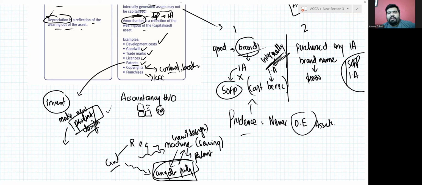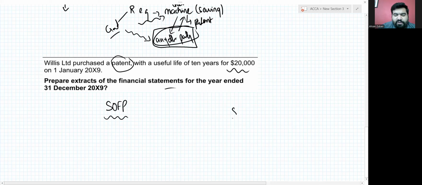So simple. W Limited purchased the patent. Patent is obviously an intangible asset with a useful life of 10 years, for 20,000, on 1 January 2009. After 1 year, they are asking to prepare the extract of financial statements. For SOFP, because we talk about the complete extract, SOFP and SPL both extracts I will write. For SOFP, I will write in assets the patent with the value of 20,000.